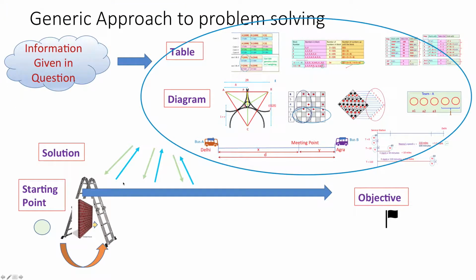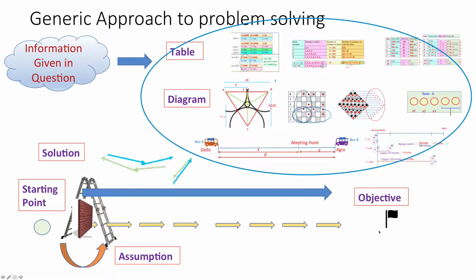So basically what you have done here is you have overcome the brick wall by making an assumption, and now you'll progress in your direction to your objective. And in all the steps, you'll be extracting some information from the diagram or the table, and also updating the information in the diagram and table.